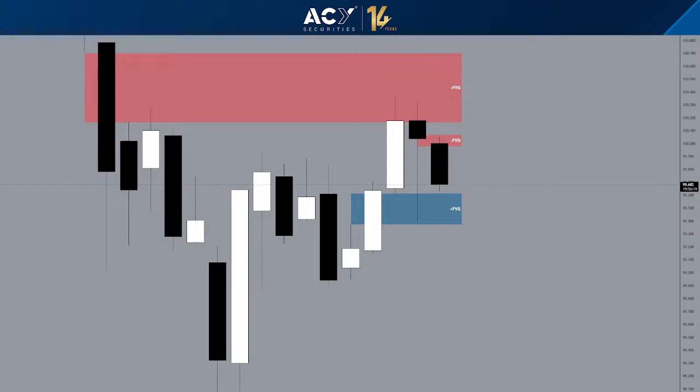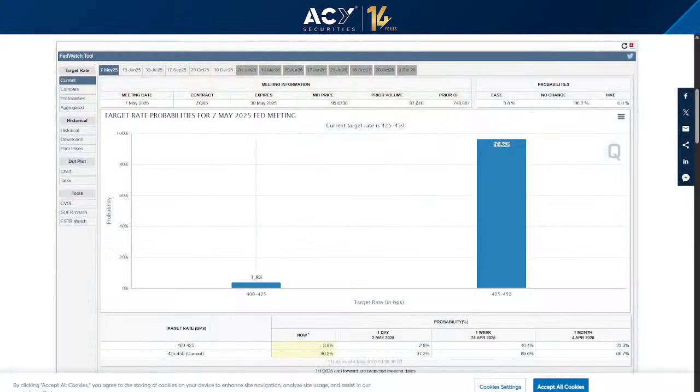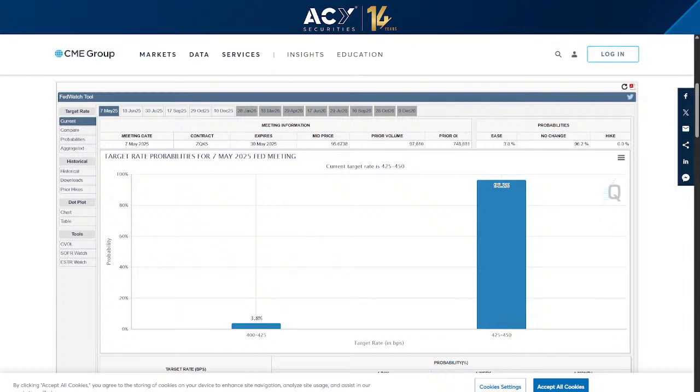Let me just pull up my CME FedWatch tool for you to understand what I'm saying. This coming Thursday, we're expecting a rate pause. The Fed is expected to hold rates this week, maintaining a neutral stance despite the pressures from Trump. Overall, we have a 96.2% chance of a pause at 4.25 to 4.50.